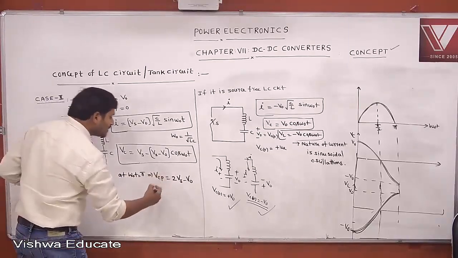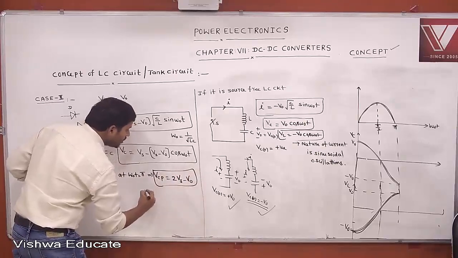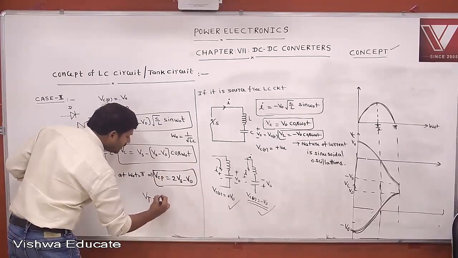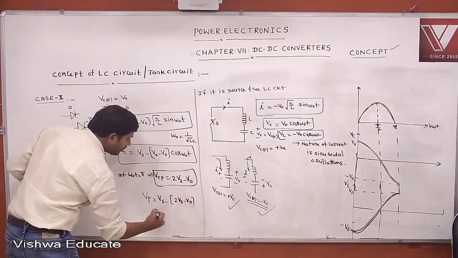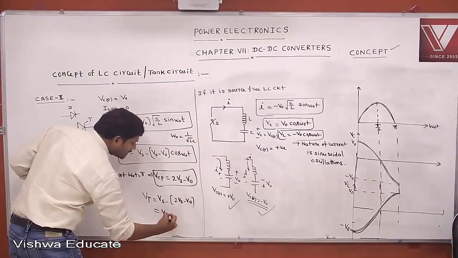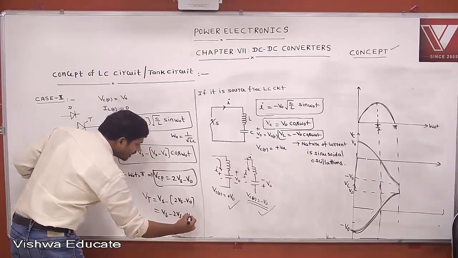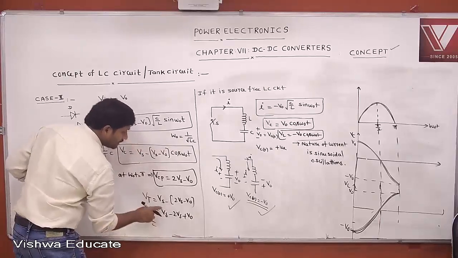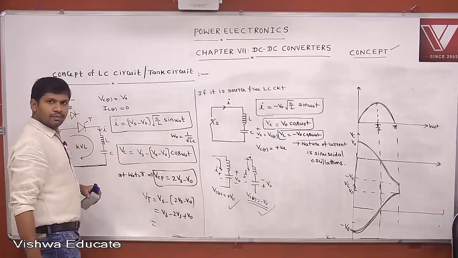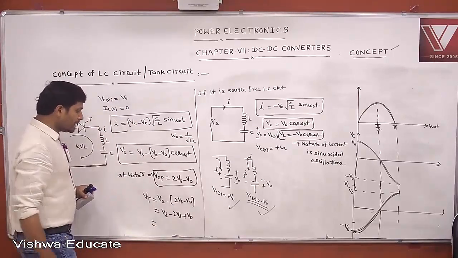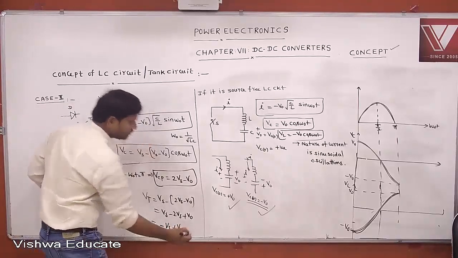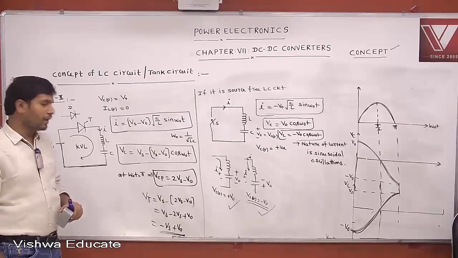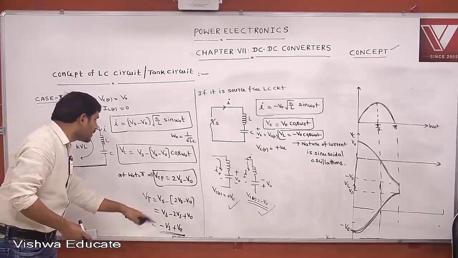If it is 2 Vs minus V0, now what is the voltage across the thyristor? Vs minus (2 Vs minus V0). Then the voltage across the thyristor is minus 2 Vs plus V0. This is 2 Vs minus V0, yes. Minus 2 Vs plus V0. Then what we get is minus Vs plus V0. This is the voltage across the thyristor.